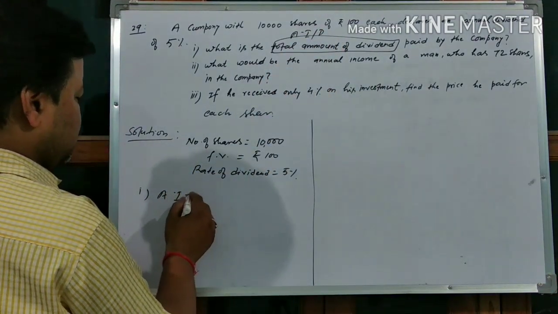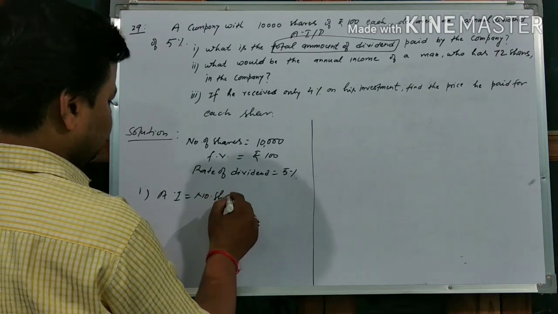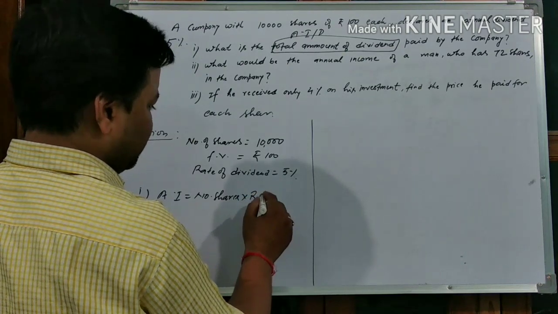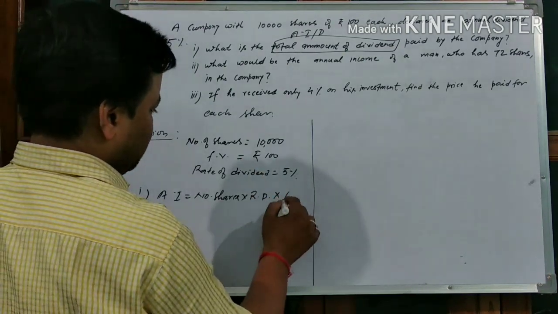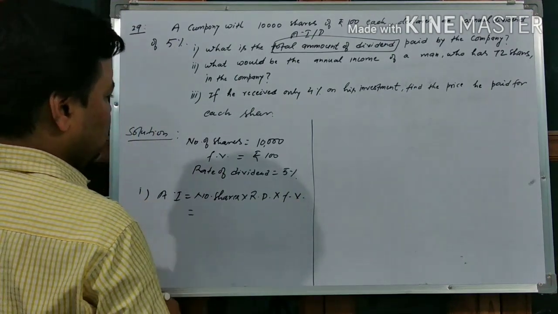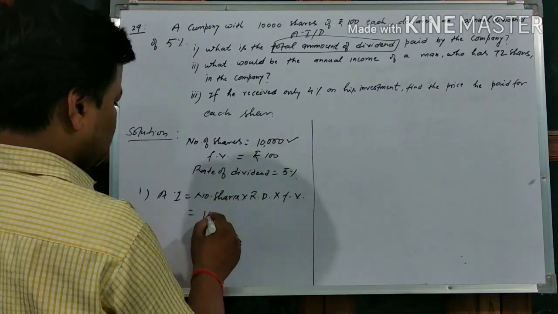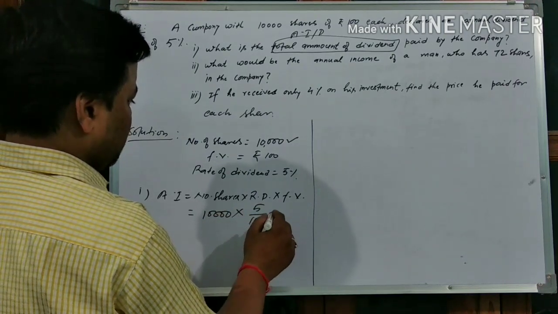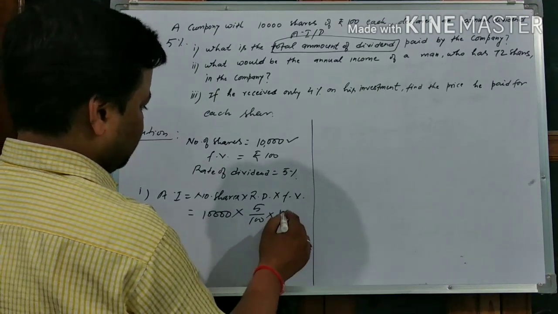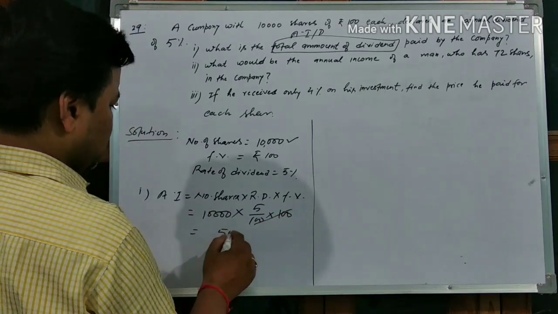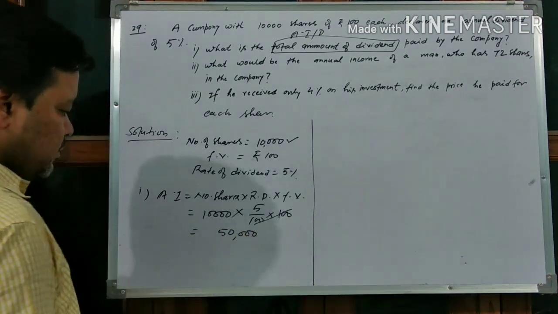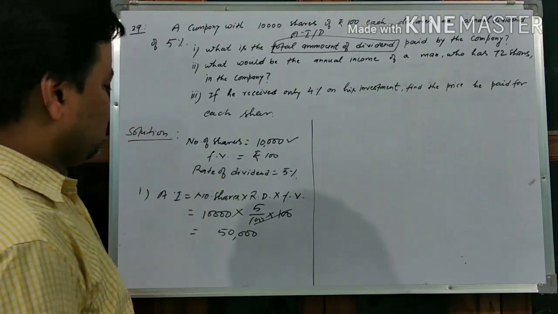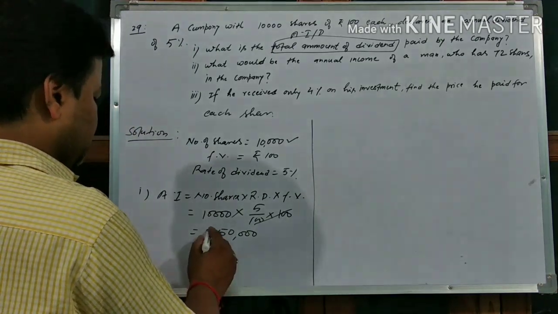Here annual income is equal to number of shares into rate of dividend into face value. How many shares? That is 10,000. Rate of dividend, that is 5 by 100, into face value is 100 rupees. So that will be 50,000. Okay, it means the dividend paid by the company is 50,000 rupees.